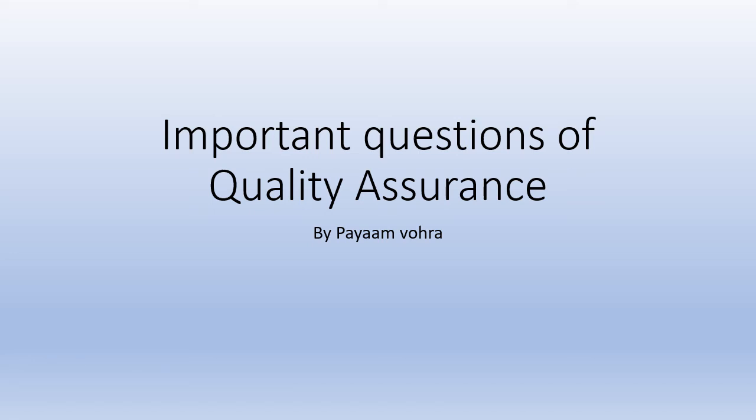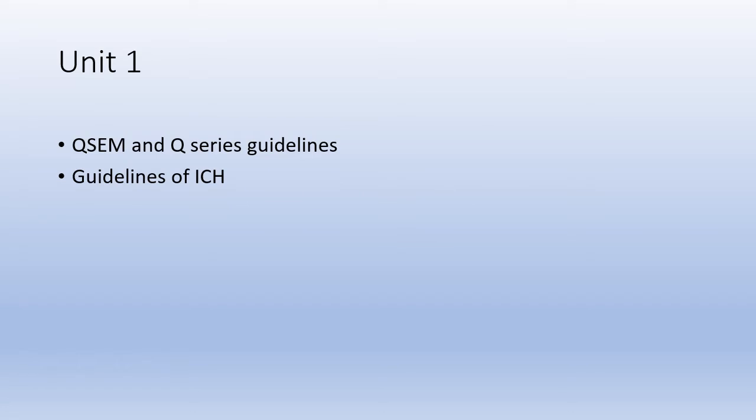So today's topic for the video is important questions of pharmaceutical quality assurance, that is in your 6th semester B Pharmacy 3rd year according to the PCI syllabus. We'll begin with unit number 1.